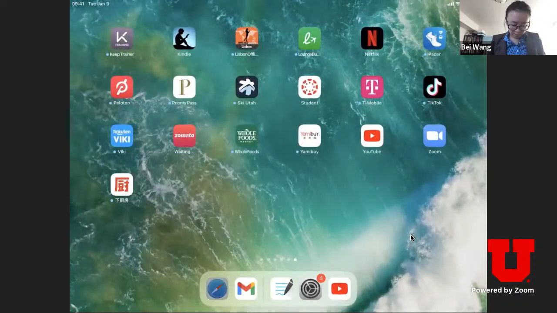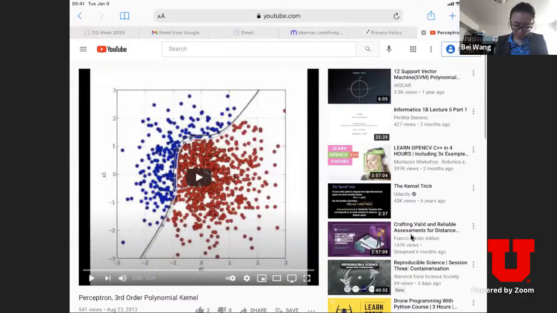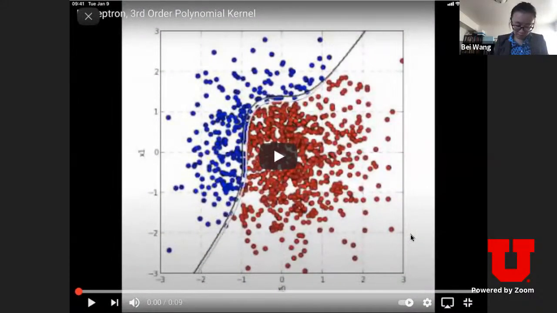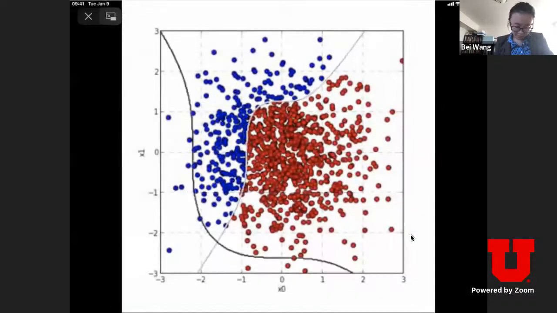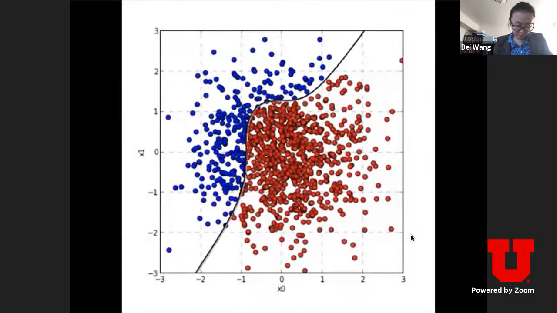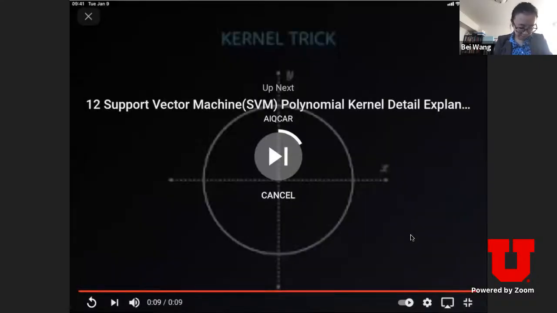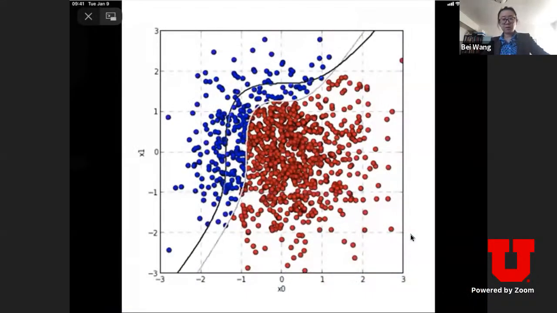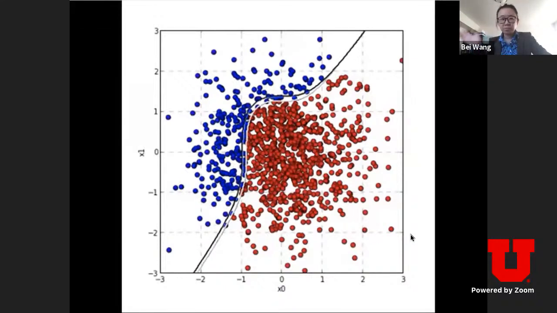This is how the algorithm looks. It's only nine seconds, if you allow me to play it. This is really running the kernel perceptron algorithm. You can see that line is still running the perceptron algorithm, essentially moving this linear classifier in the kernel space.